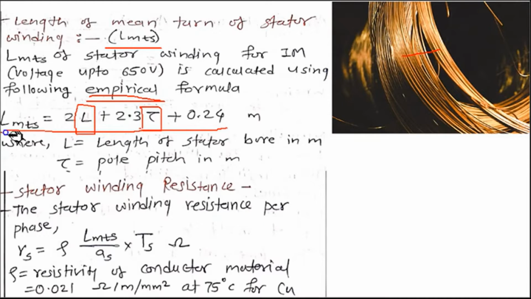After that, the stator winding resistance. If you know the value of LMTS by using this empirical formula, it is very easy to calculate the stator winding resistance. The stator winding resistance per phase, rs, is given by rho L by A. But here L is your LMTS, the length of mean turn of the stator winding, divided by the area of stator conductor, into the number of stator turns per phase. This TS stands for number of stator turns per phase, where rho is the resistivity of the conductor material, and generally we prefer copper. The resistivity of copper is 0.021 ohm per meter per mm square.